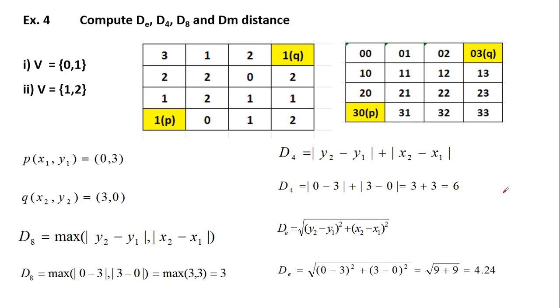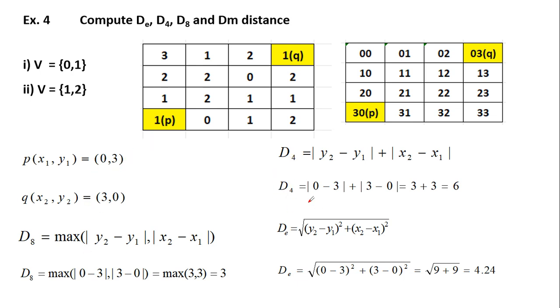Next, compute Euclidean, D4, D8 and DM distance. All 4 distances we are required to calculate. Now here we will take the coordinates. So this coordinate is 0, 3 and this is 3, 0. With the coordinates we can calculate all the distances.